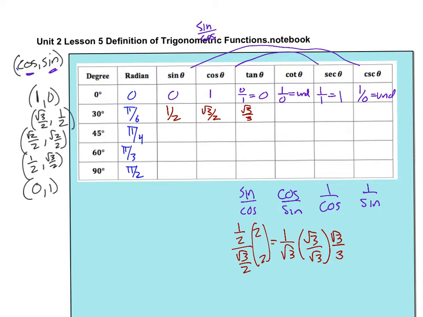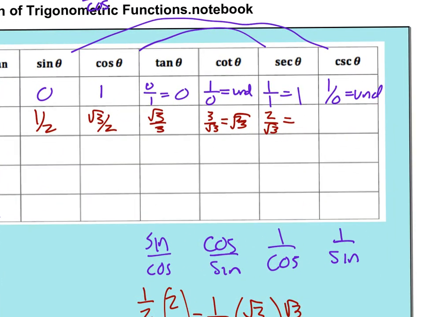So cotangent, flip that over, 3 over square root of 3, which ends up just being square root of 3. Then if I flip this one over, that's 2 over square root of 3, which again, after you rationalize, becomes 2 square root of 3 over 3. And cosecant means just flip over sine, so that becomes 2 over 1, or just 2.